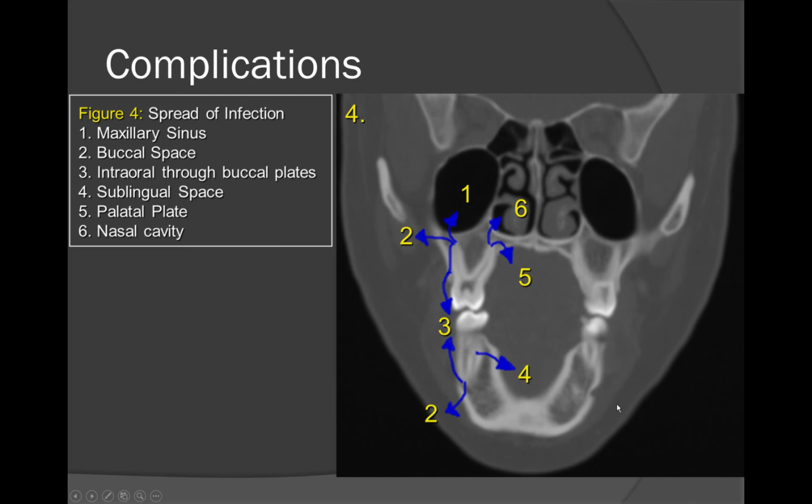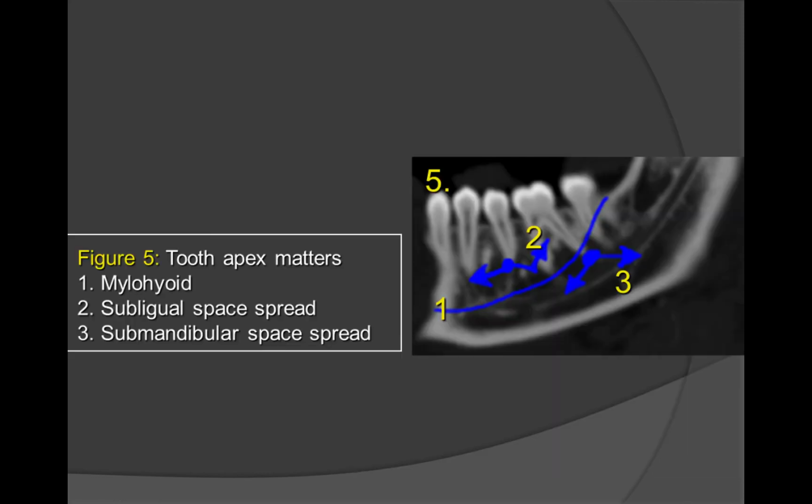Now these are the direct sites of spread. When thinking about how these infections spread from the end of the tooth into the soft tissues, you have to think about where the mylohyoid is attaching and recognize that the apex of the posterior molars extend to below the line of the mylohyoid. So periapical abscesses that are involving the posterior molars will be a submandibular spread of disease, whereas infections more anteriorly will result in a sublingual space infection.